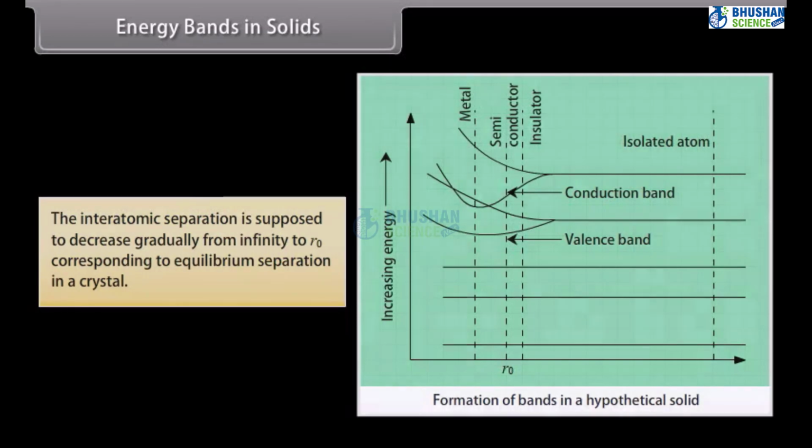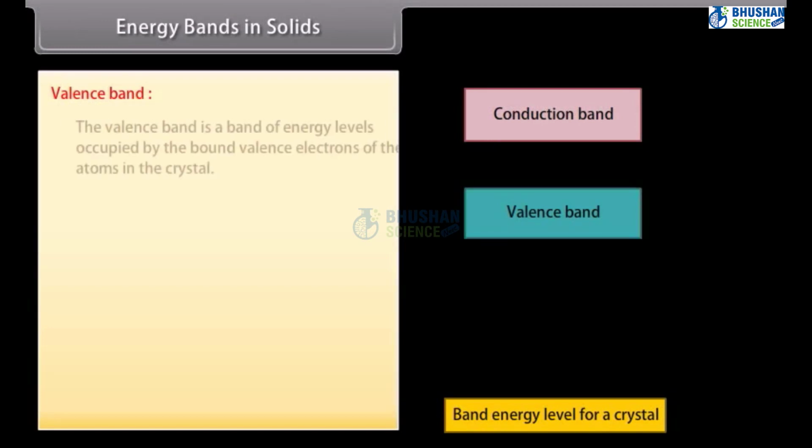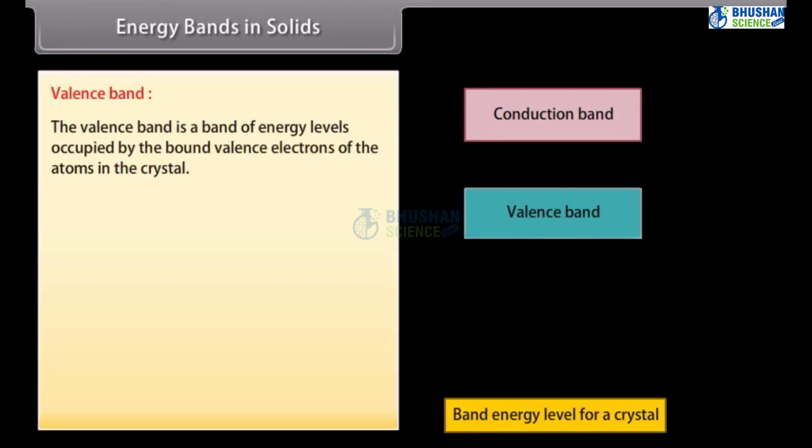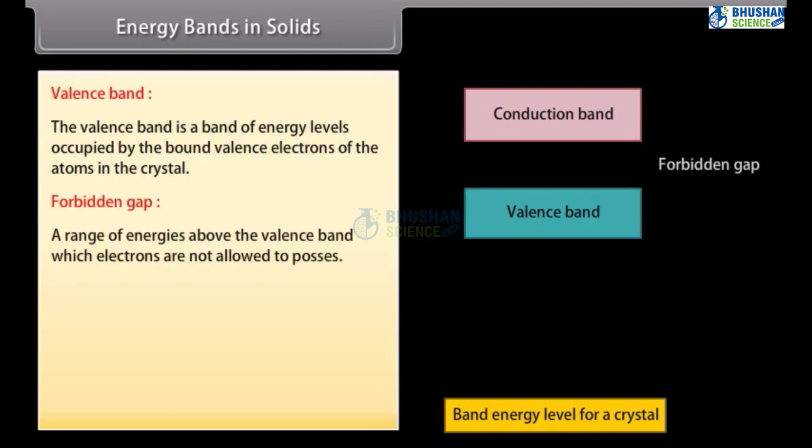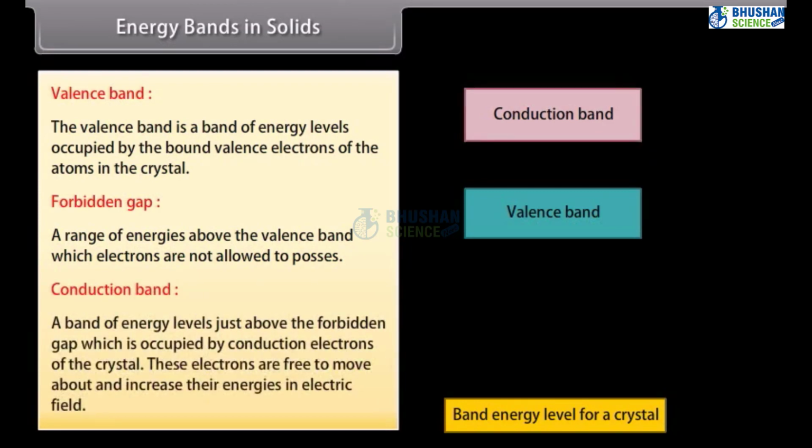Valence band. The valence band is a band of energy levels occupied by the bonded valence electrons of the atoms in the crystal. Forbidden gap. A range of energies above the valence band which electrons are not allowed to possess. Conduction band. A band of energy levels just above the forbidden gap which is occupied by conduction electrons of the crystal. These electrons are free to move about and increase their energies in an electric field.